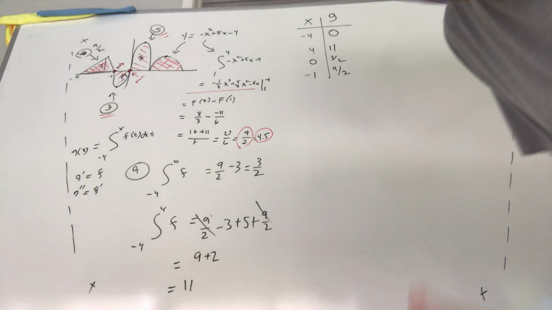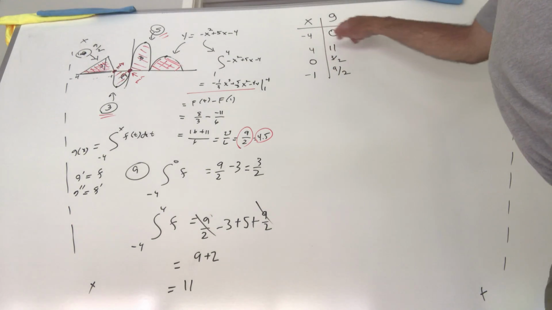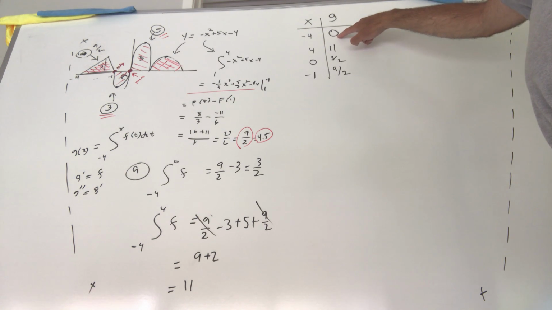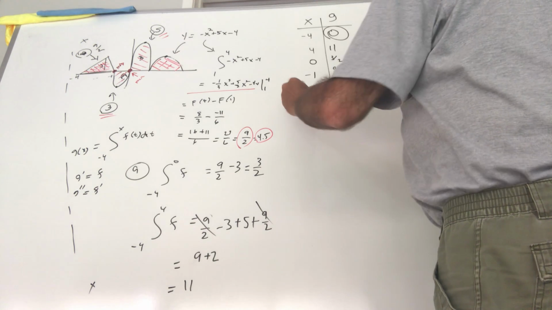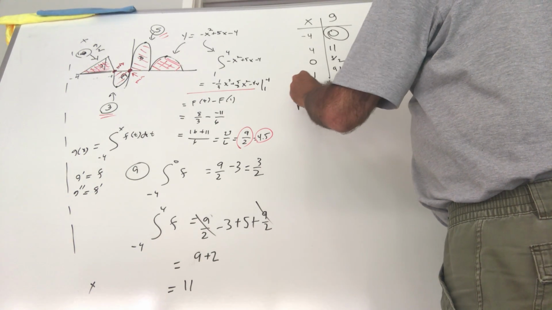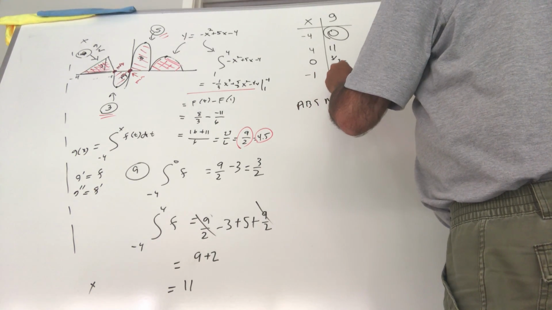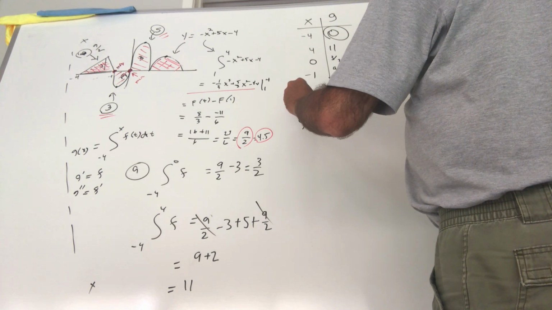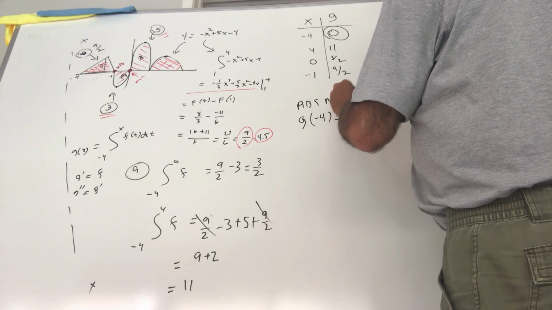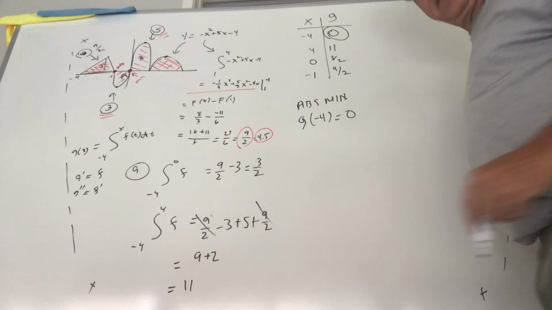The way I originally taught the question was, okay, that has an integral of 0, 11, 3/2, and 5/2, and so the minimum is 0. The absolute min is G of -4 being 0. The min is 0. It occurs at -4.